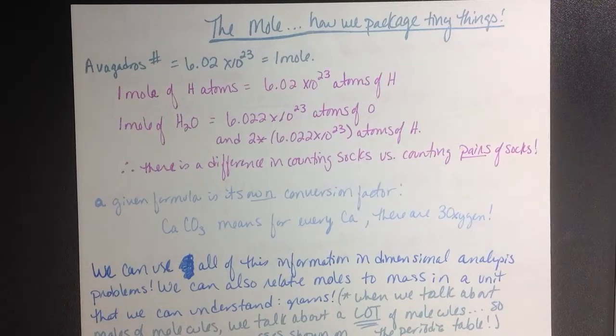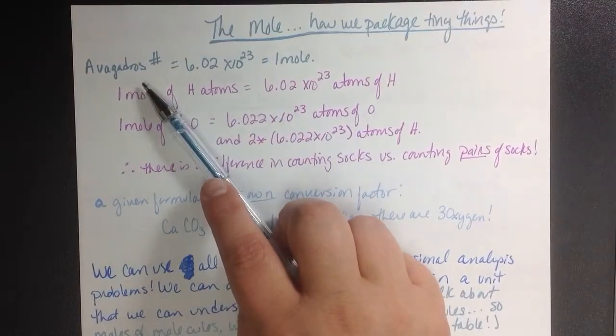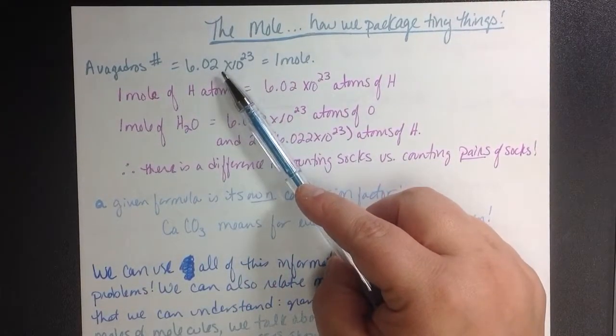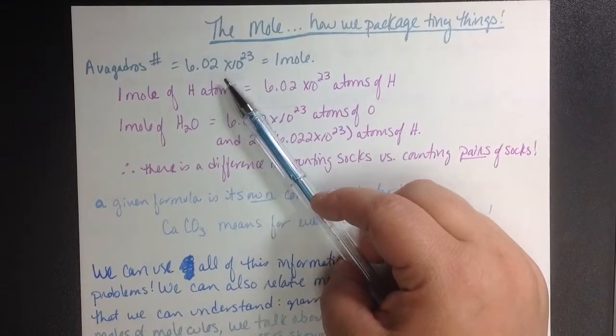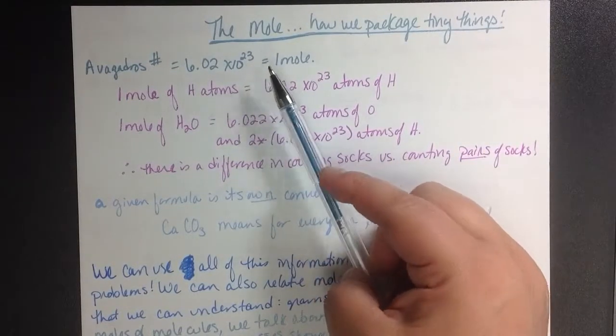Next I want to discuss the mole. Moles are how we package chemicals. This comes from a guy named Avogadro, and if you've ever heard of this, Avogadro's number is 6.022 usually, but sometimes you can drop the last two, it depends on how many significant figures you want. But 6.022 times 10 to the 23rd is 1 mole.